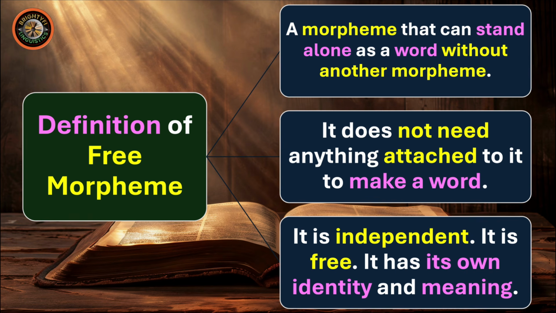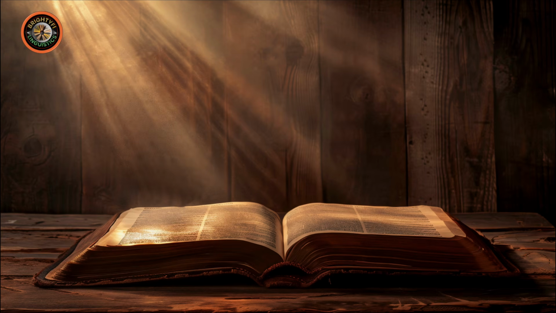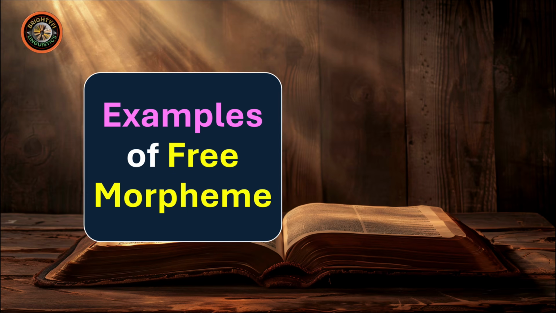So a free morpheme is a type of morpheme that does not need the help of any other word, any other letter or letters, or prefix or suffix to make it a morpheme. Now let's understand this concept with examples of free morphemes.